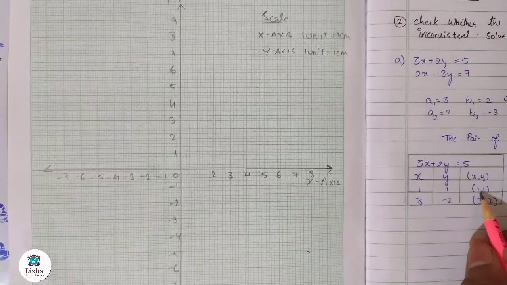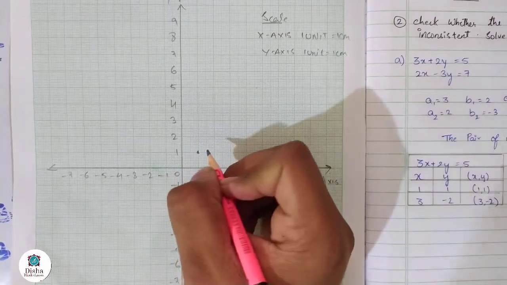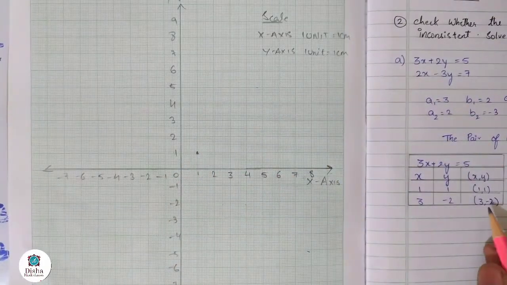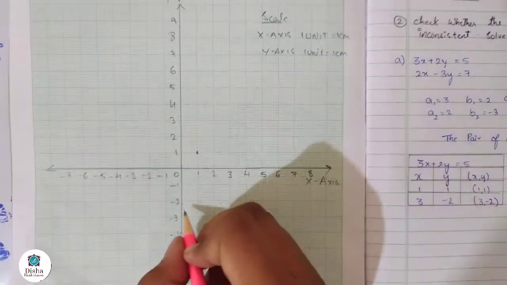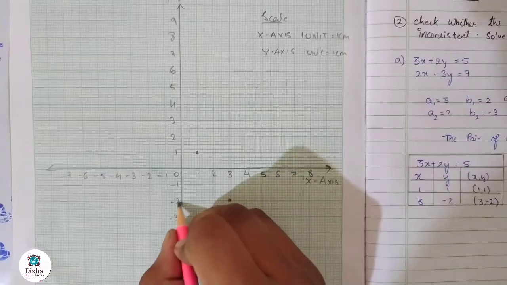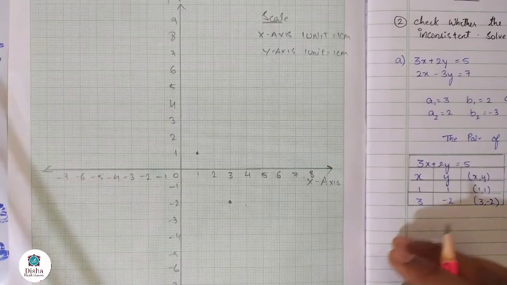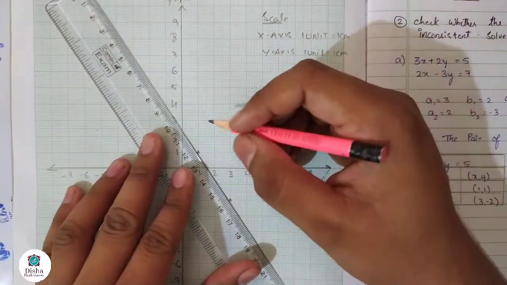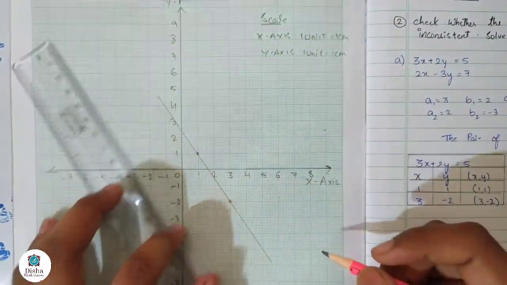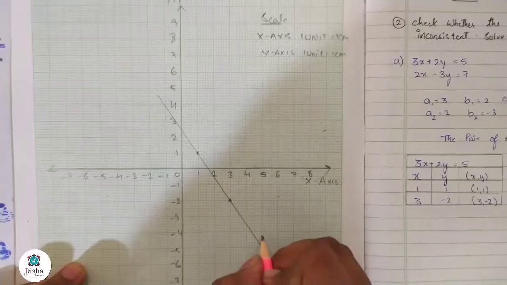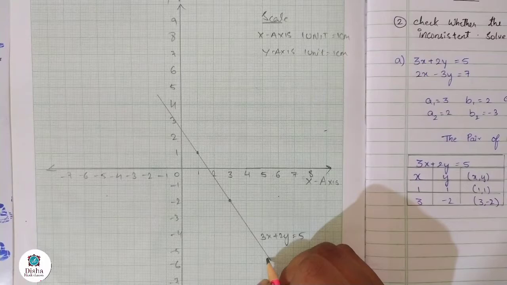So here it is 1 comma 1. So 1 comma 1 it is here, right? Next we have 3 comma minus 2. Y is minus 2, so here minus 2, x is 3, 3 comma minus 2. Now this is the line 3x plus 2y equals 5. So draw a straight line. Always draw a straight line. So this is the line 3x plus 2y equals 5.